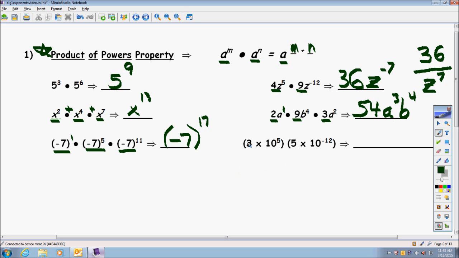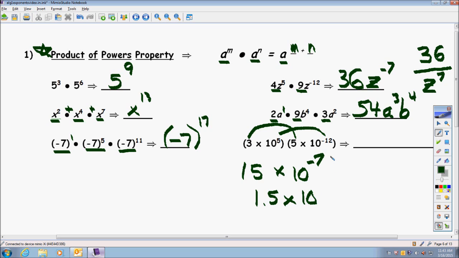Okay, I think we covered this when we did scientific notation, but it wouldn't hurt to review one more time. What you do is you take your coefficients. 3 times 5 is 15. Times 10. Always times 10 when you do scientific notation. Add the exponents. 5 plus negative 12 is negative 7. Now, remember, this is not scientific notation. We're going to make this smaller. So 1.5. We made that smaller. If we do that, we're going to make this one bigger by adding 1. Remember, that becomes negative 6. And there's your answer.